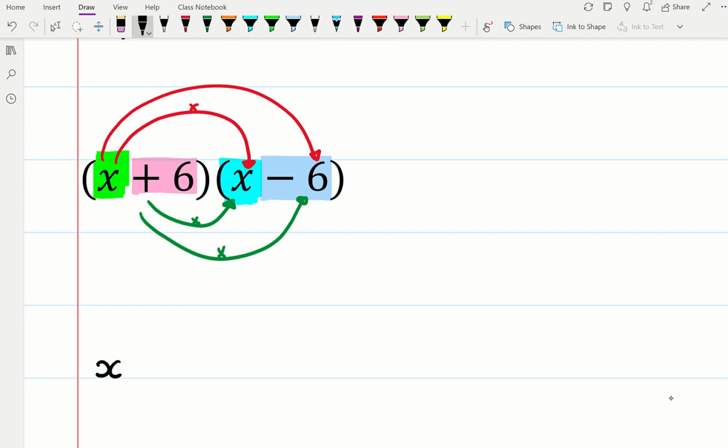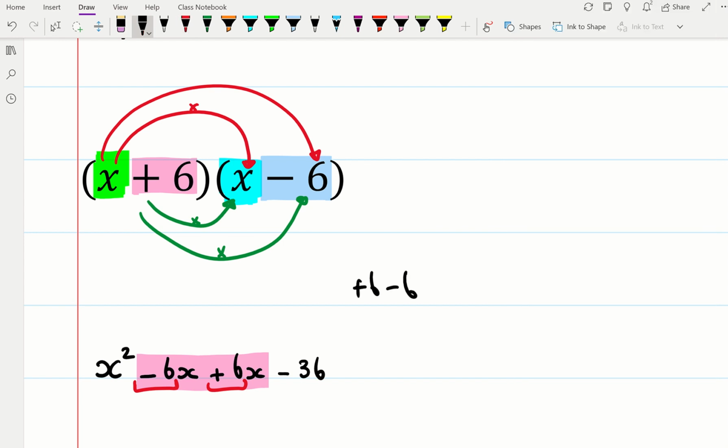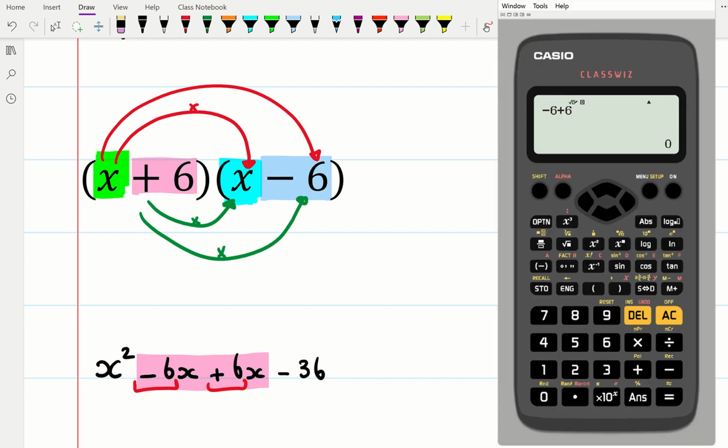x times x is x squared. x times negative 6 is negative 6x. 6 times x is a positive 6x, it's a plus. 6 times negative 6 is a negative 36. And I get my like terms. Minus 6, add 6. What's going to happen? What's negative 6 plus 6? The other way of thinking about it is a plus 6 take away 6. What's going to happen when there's a plus 6 and a minus 6? They give us 0.